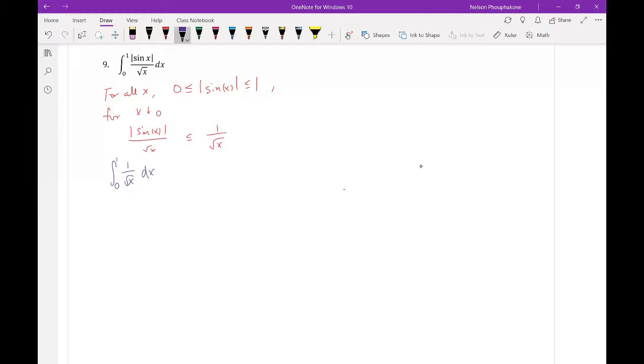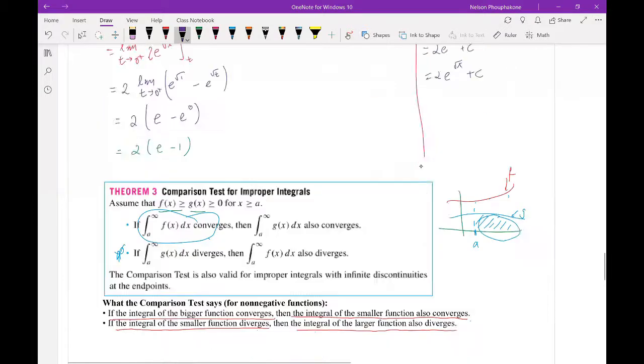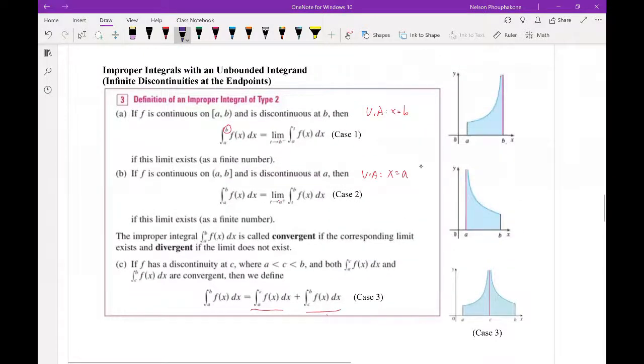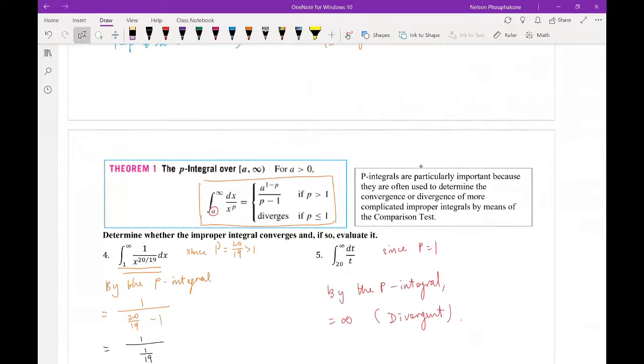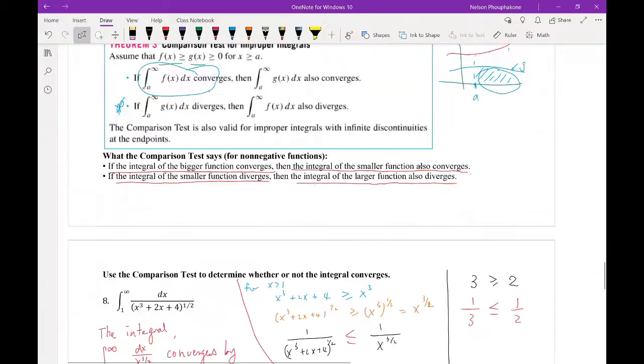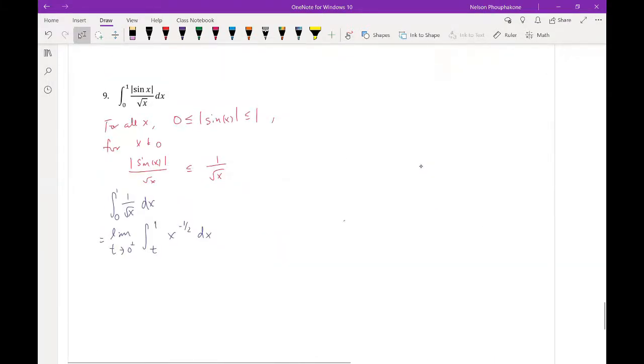Now we know that when x is equal to 0, the whole thing is undefined. So what we need to do is take the limit as t goes to 0 from the right-hand side of the integral between t and 1 of x to the negative 1/2. Notice I didn't use the p integral. The reason is, in this case, p is 1/2. We only know what happens when p is greater than 1 or less than 1, so we don't know what happens if p is between 0 and 1. So we could not use the p integral to finish this problem. Therefore, we have to do it the hard way and work with the integral.